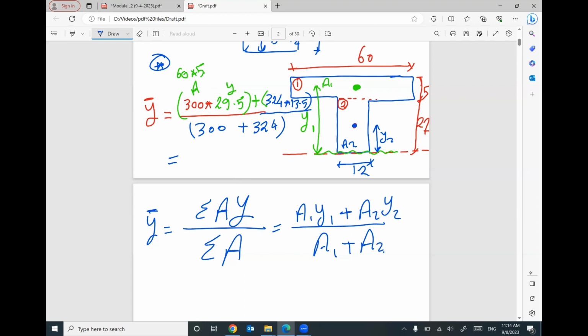Does that make sense? So the Y distance will be 300 times 29.5 plus 324 times 13.5, divided by 300 plus 324. I got 21.2.